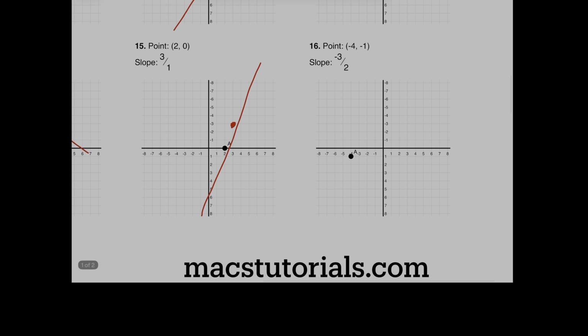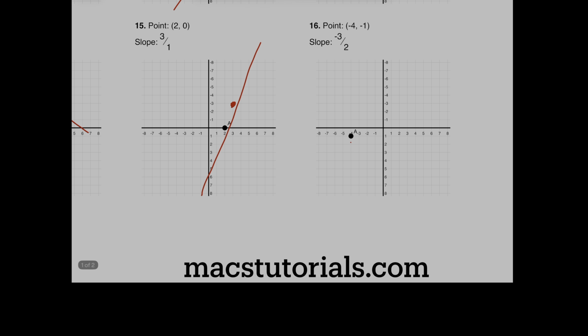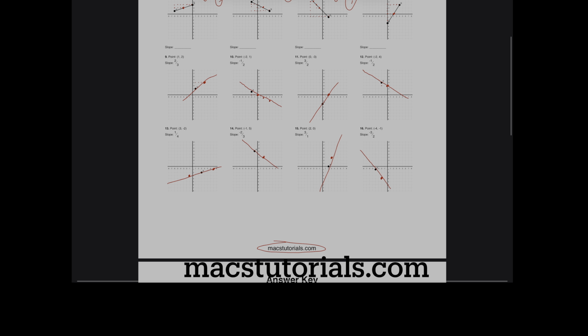And this last one, slope is a -3 over 2. I take my dot and I go down 3 over 2. And not so good, but you get the point. Okay, and that, my friends, is how we do slopes. Okay, so I hope that helps.